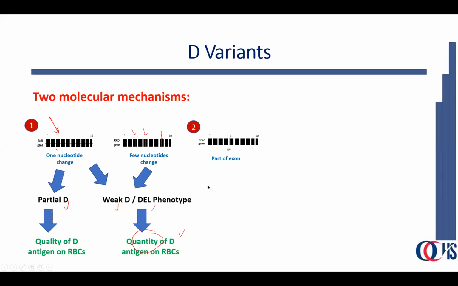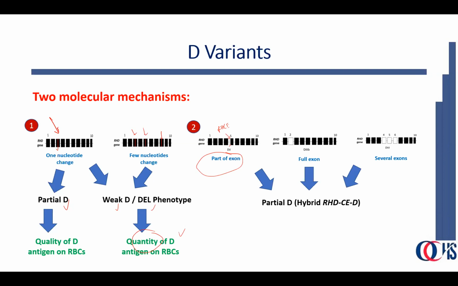The second mechanism is where RhD exons are replaced with RhCE exons. As you can see here, it can be only a small part of an exon of RhD replaced by RhCE, the white line, or a full exon, as in D3b, or several exons, as in D6 partial D. If there is a replacement or rearrangement of the RhD exons with RhCE, then that's called a partial D, or a hybrid RhD-CE-D. So you have RhD with a little of RhCE and then RhD again. This is partial D type 2. So partial D can arise either because of the RhCE hybrid or because of a nucleotide mutation.